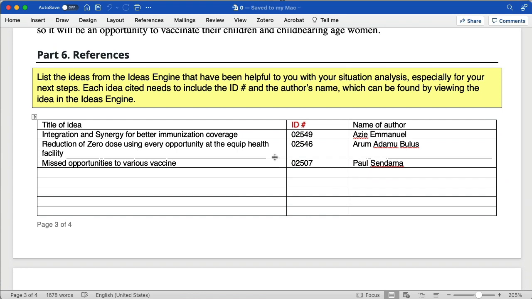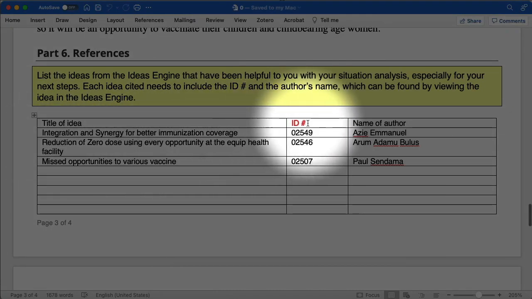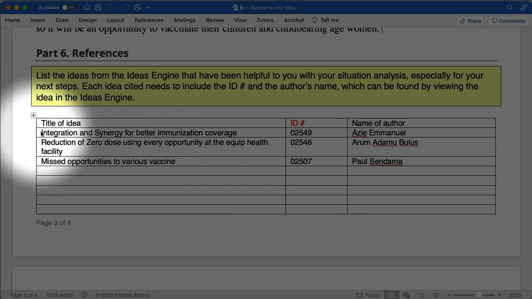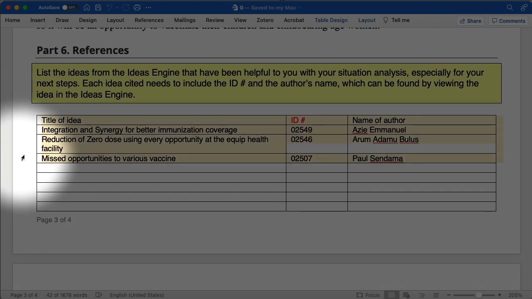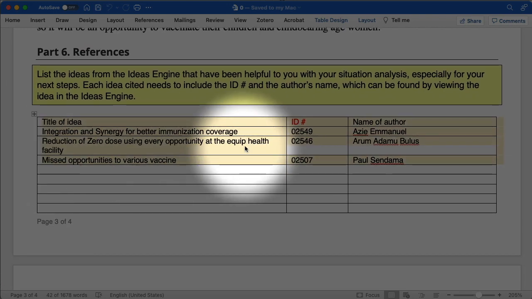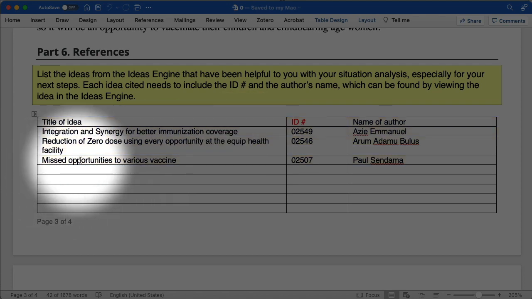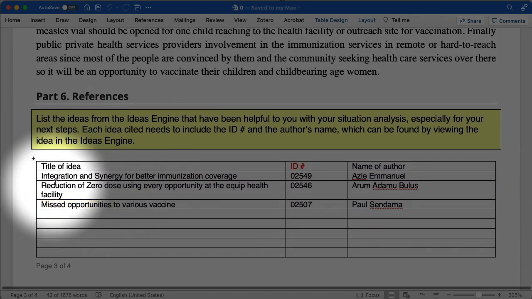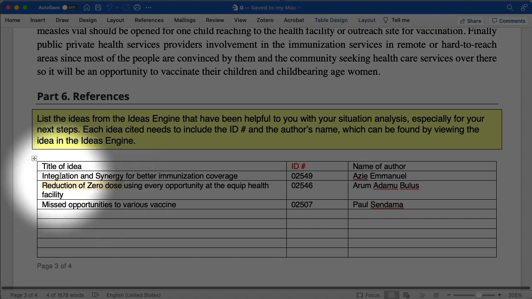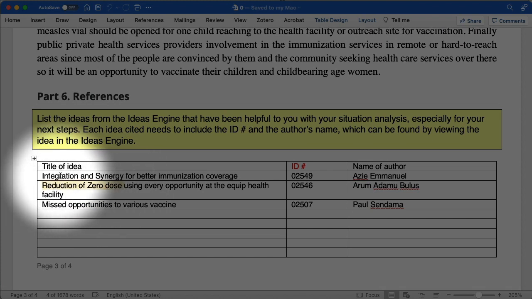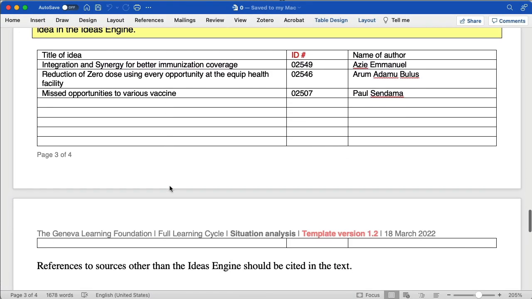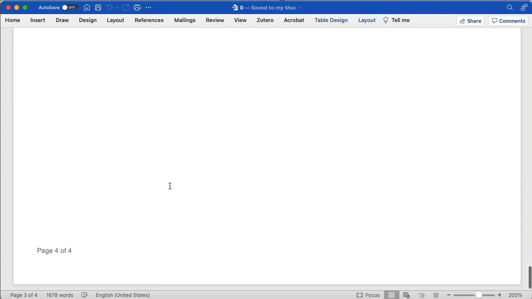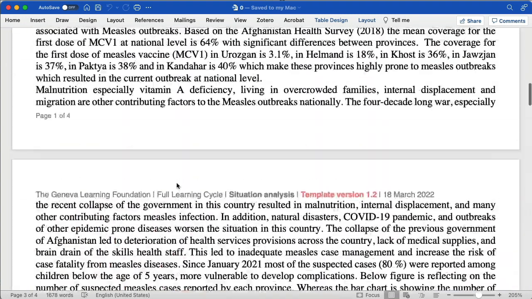And then one wonderful thing is that this author has actually taken the care and the time to reference the actual ideas from the ideas engine that have inspired them in writing their own plan. Now, we don't know exactly how. There's a reference to missed opportunities here, which appears in the next steps. There's the reduction of zero dose, so that may have to do with reaching remote areas and so on. But this person has done a very good job of documenting from the ideas engine. I don't think so. There are some references in the text itself.